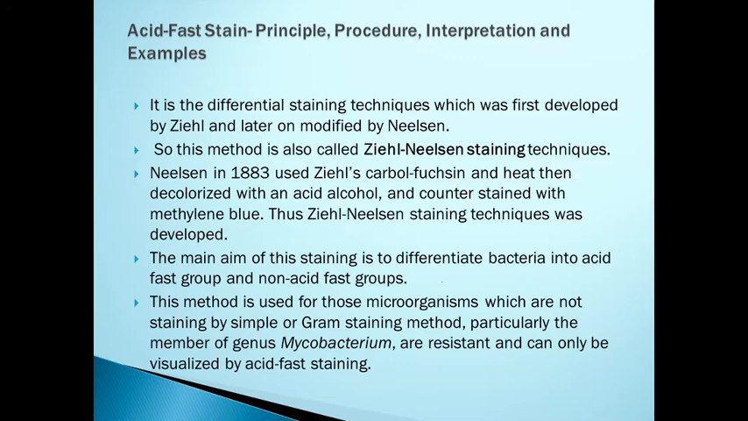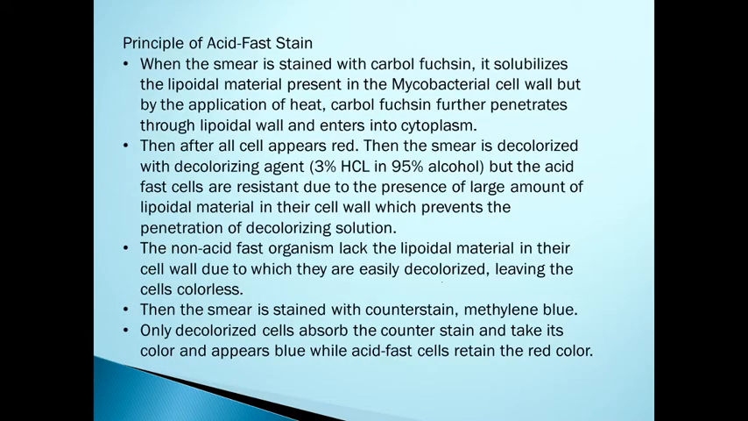So as I told you, it is a staining to differentiate bacteria into acid-fast and non-acid-fast groups. This method is used for those microorganisms which are not stained by simple or Gram staining, particularly the members of genus Mycobacterium which are resistant and can only be visualized by acid-fast staining. Now what is the principle of the acid-fast staining?